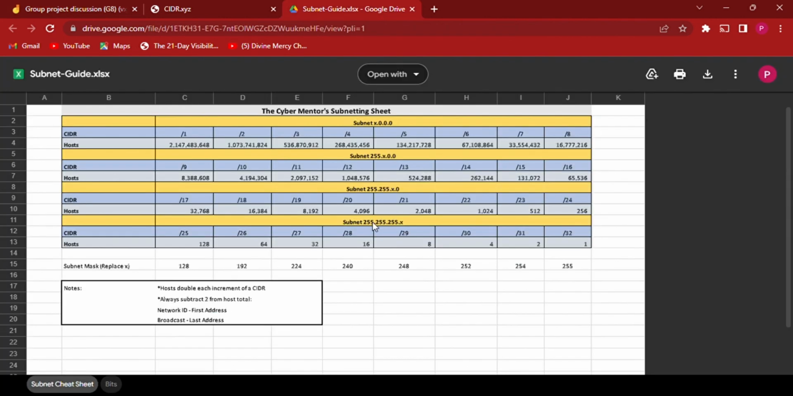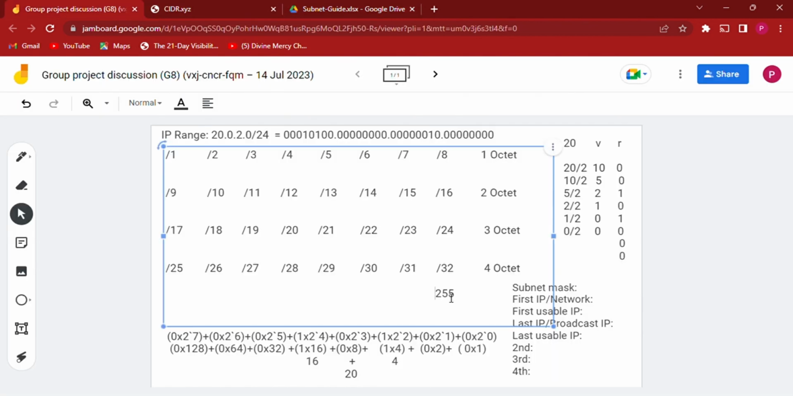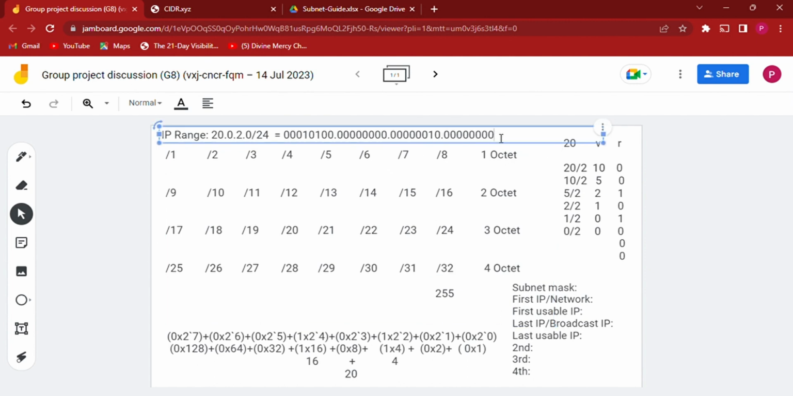This is the table I want you to understand. So if you look at the subnet mask over here, you have 255.255.255. That 255 is the highest you can have in each octet. So if it's /32, it means that you've used all the bits for the network. So it means the subnet mask will be 255.255.255.255. It means you've filled all these sides. So you have all of them full.